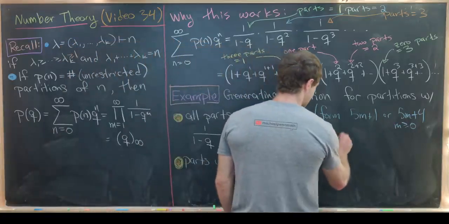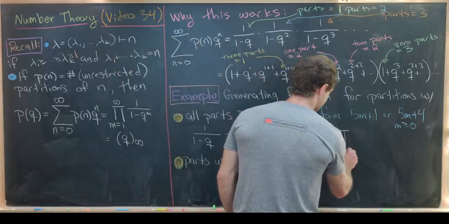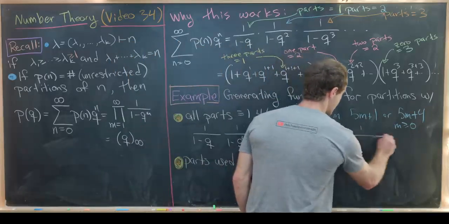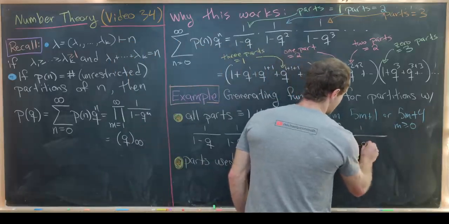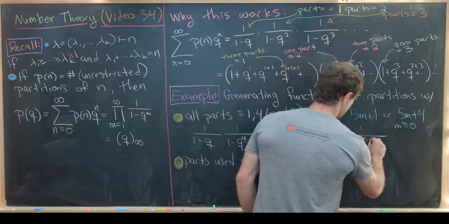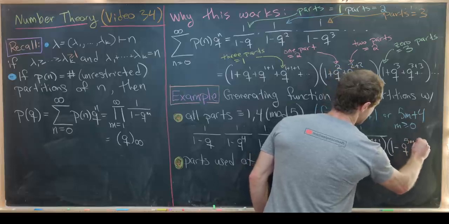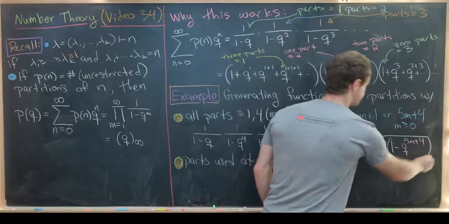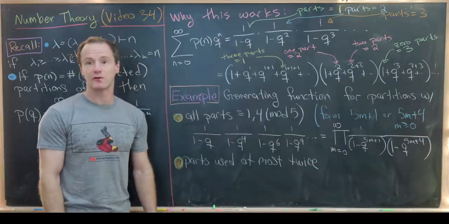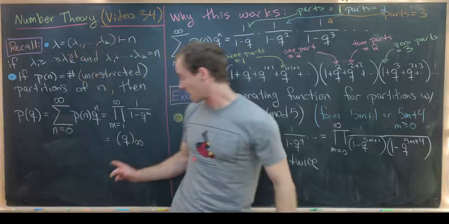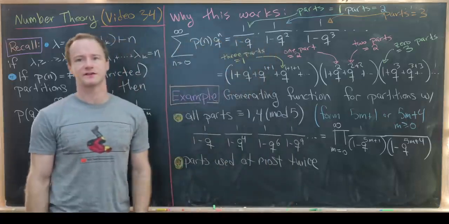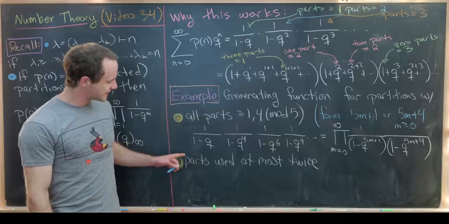We could end up writing this as the product as m goes from 0 up to infinity of 1 over 1 minus q to the 5m plus 1 times 1 minus q to the 5m plus 4. And there's a simplified way to write that down using our Pochhammer symbol, which I'll have come on the screen right now. Now we could do something else.